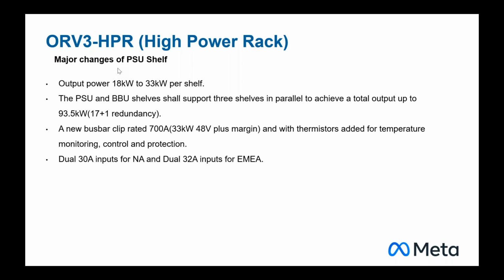So what are the changes for the PSU shelf? Power increased from 18 kilowatts to 33 kilowatts per shelf. And we now support 3 shelves in parallel to get a total output of 93.5 kilowatts per rack, 3 OU space. A new busbar clip rated 700 amps is under development. And we have some sensors added for monitoring and protection. Each shelf has dual 30 amps input for North America. It's derated to 24 amps. And it has a dual 32 amps input for Europe. And these 2 versions electrically can share the same design. Just a labeling difference.